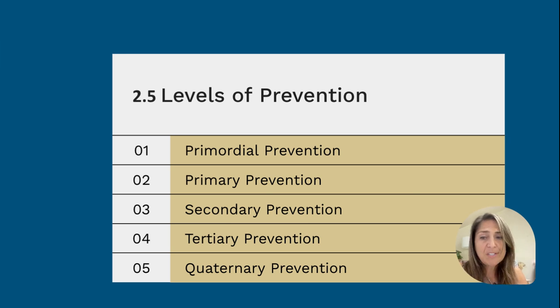So this is the same list, but on here you'll notice quaternary prevention. So this is protecting clients from health interventions that might cause more harm than good. So additional 5th level here.